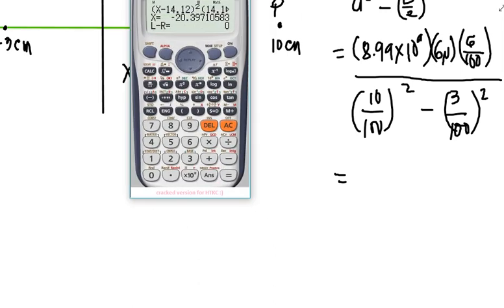If we calculate this, this is equal to 8.99 E9 times 6E raised to negative 6 times 6 over 100, all over 0.1 squared minus 0.03 squared.